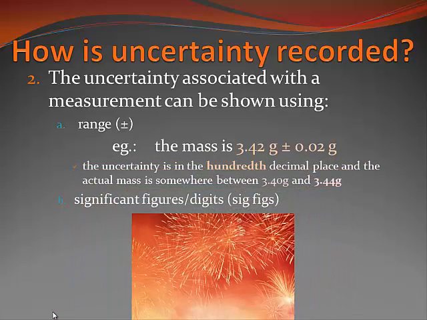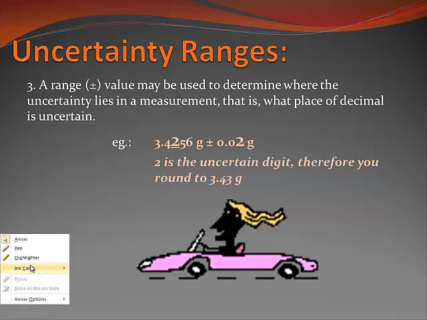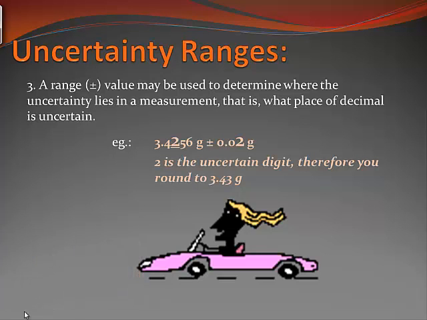The other thing we can look at is significant figures, also called sig figs or significant digits. So let's flip back to uncertainty ranges just for a second, because we will see them on occasion. An uncertainty range is a range value that can be used to determine where the uncertainty lies in a measurement. That is, what place of the decimal.